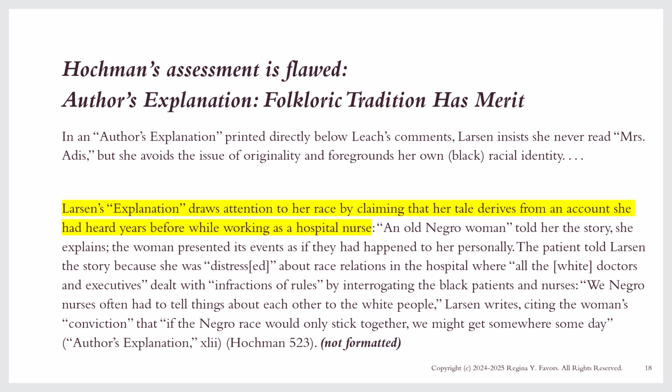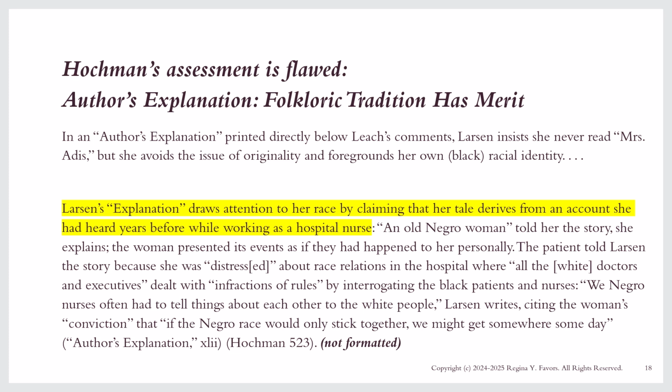All right, so Larsen had to write an author's explanation. She was being charged with plagiarizing another person's work. Readers looked at Larsen's work and thought it was similar to Sheila K. Smith. And so through the publisher, she had to write and print an author's explanation. So here it is. In an author's explanation printed directly below Leach's comments, Larsen insists she never read Mrs. Addis, but she avoids the issue of originality and foregrounds her own black racial identity.